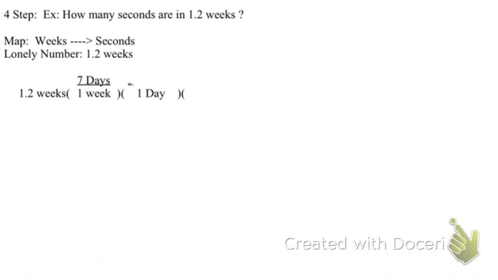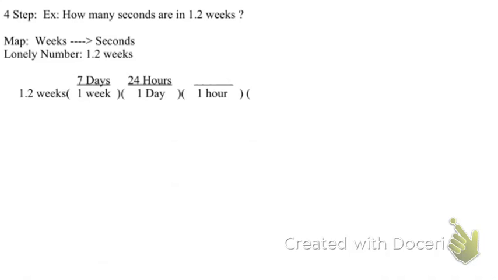I don't know how many seconds are in a day, so I need to break day down a little further. So I do know that there are 24 hours in one day, so that's what I'm going to use. Now because I have hours up here, hours are going to need to go on the bottom of my next parenthetical statement. So we've got an hour there.